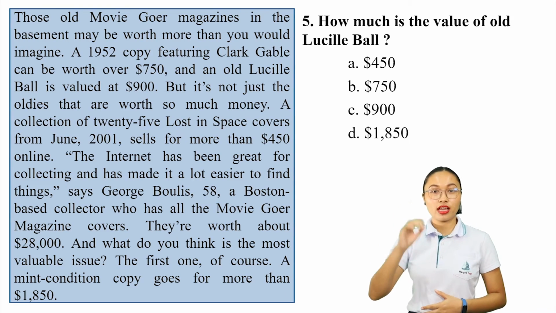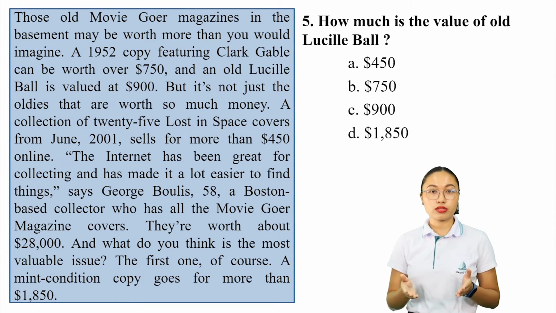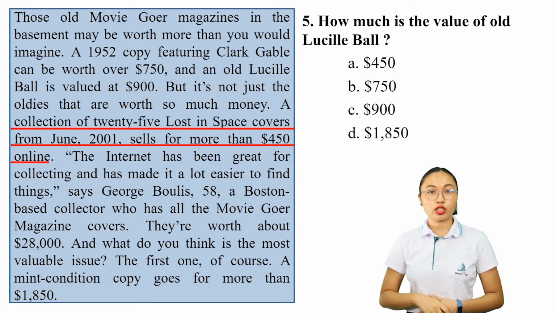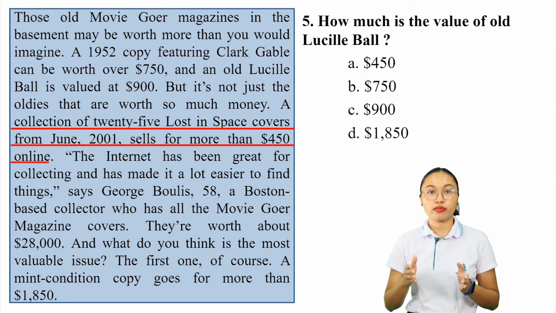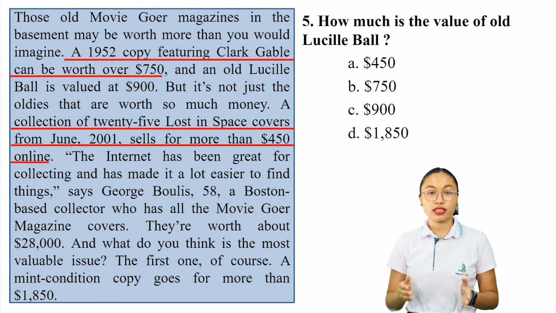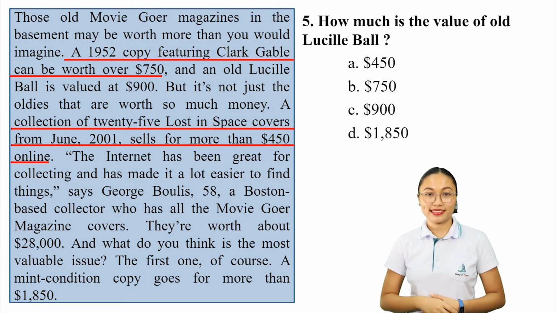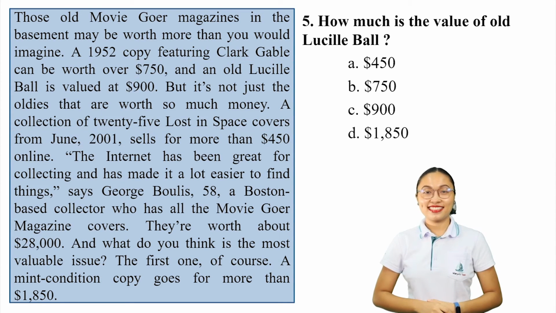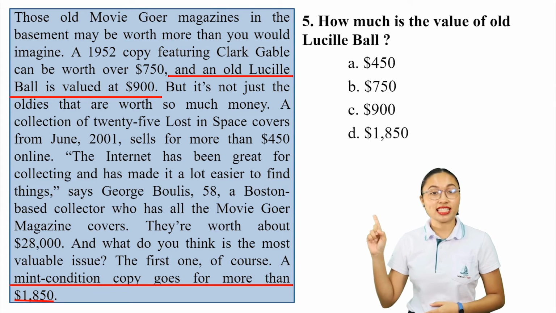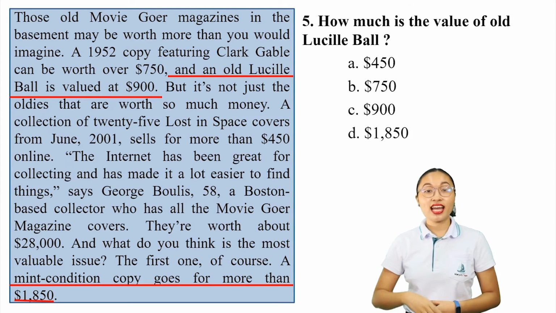Question number 5. How much is the value of Old Lucille bulb? This is a detailed question, so we are going to use scanning. Letter A is the value for the 25 Lost in Space covers of the magazine. Letter B is for the 1952 copy of the magazine featuring Clark Gable. Lastly, letter D is for the mint condition copy. The answer is found in the last part of the second sentence. The answer is letter C, $900.